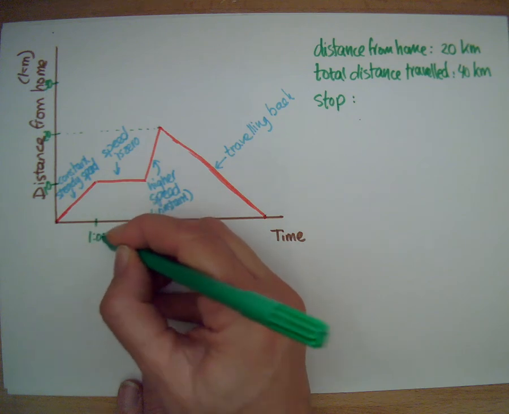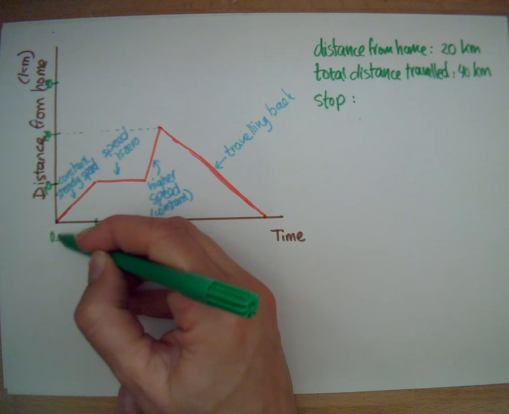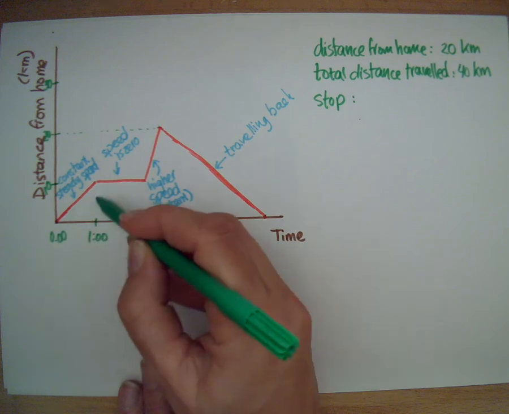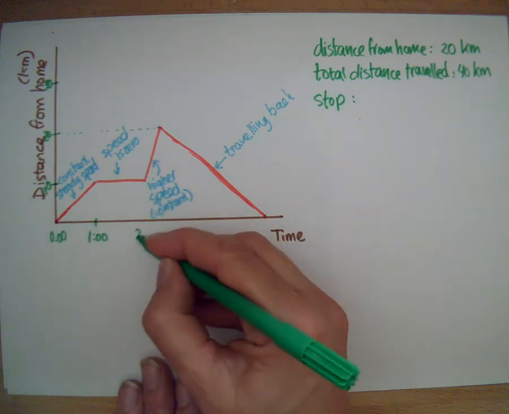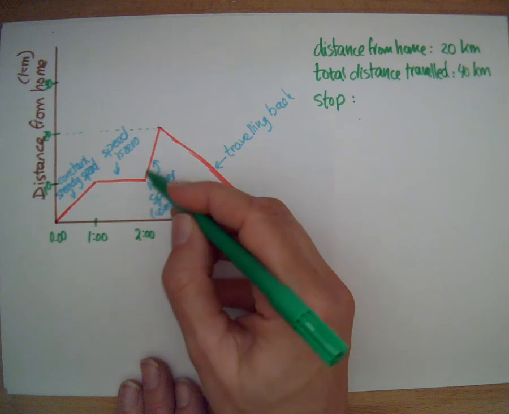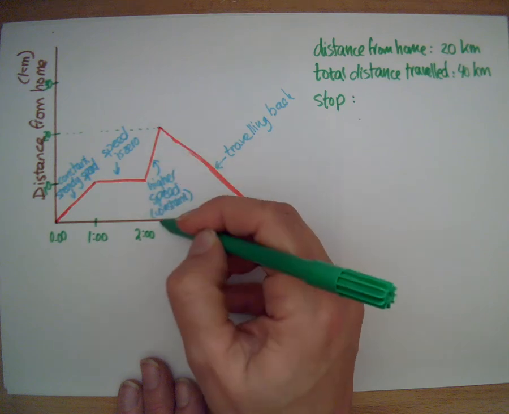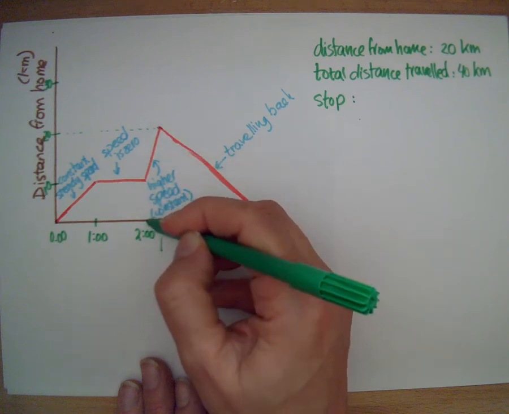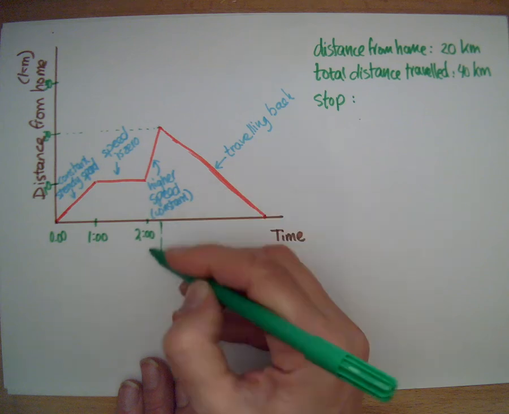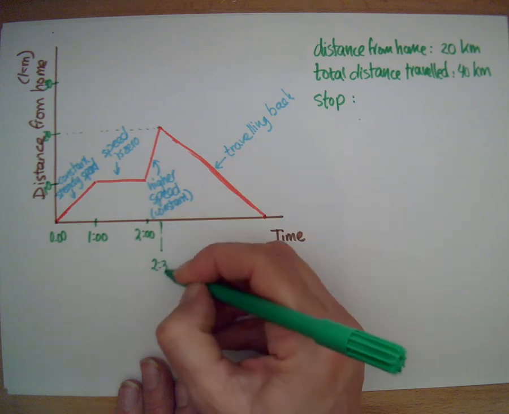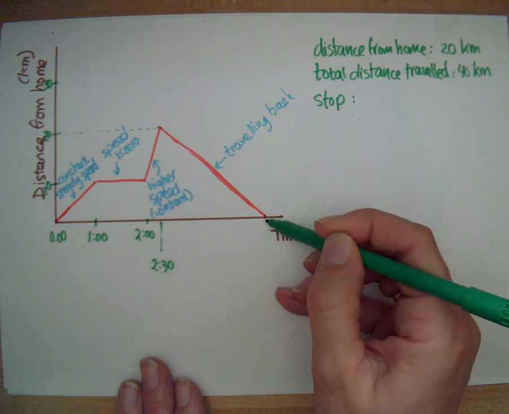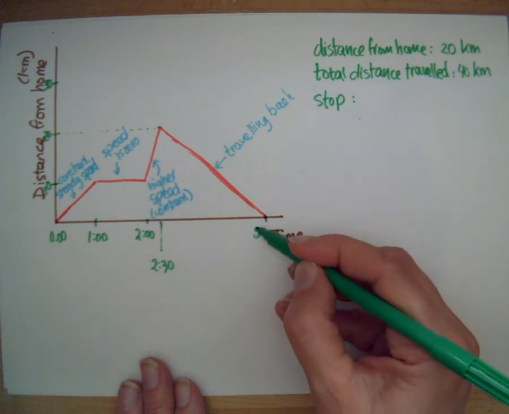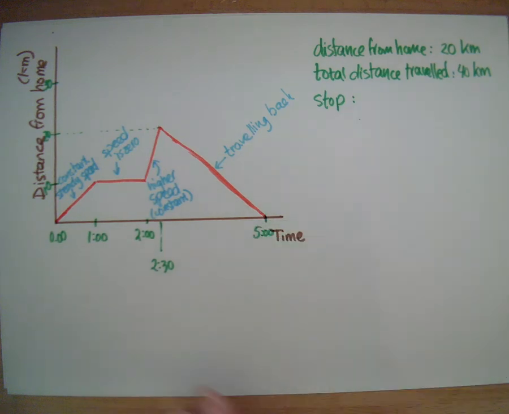Let me give you more information. This means 1 hour and 0 minutes. Yes, so here 2 hours have passed. Here, let me draw a little longer of a line. 2 hours and 30 minutes. And here, by the time I come home, 5 hours have passed.